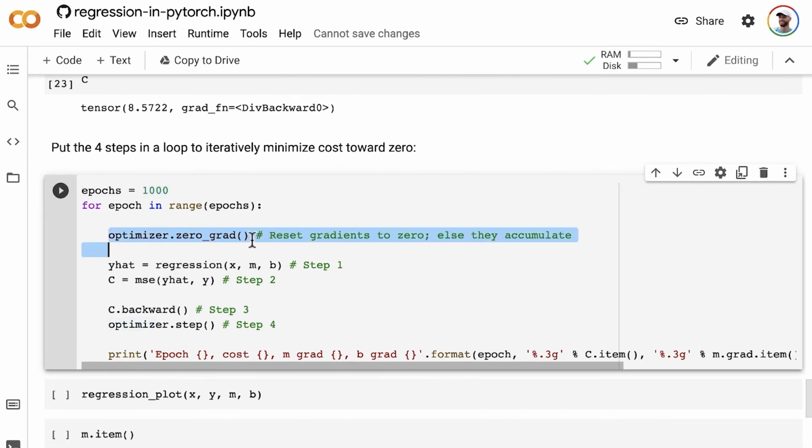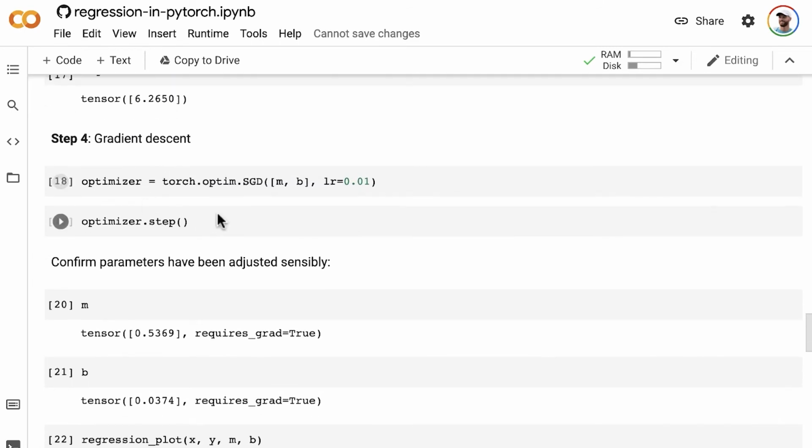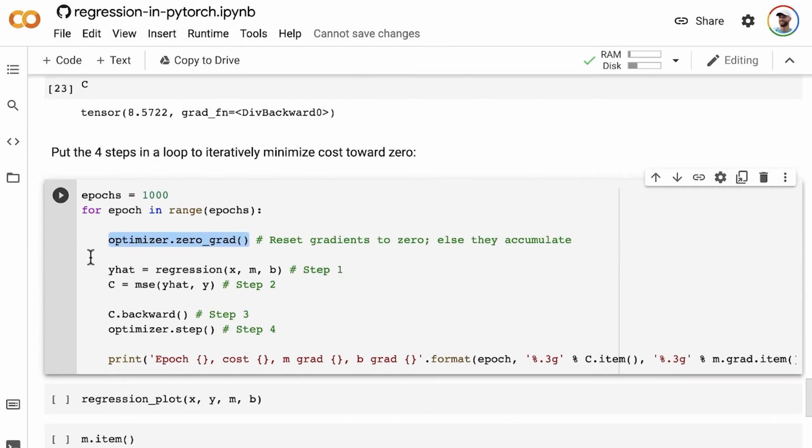So before we go through our 4-step process in this loop, we're going to call the zero grad method on our optimizer. So this is the optimizer that we used for gradient descent. And the reason why we do that is that otherwise the gradients, the slopes will accumulate in memory, wasting memory unnecessarily. So we can zero them out, freeing up some memory, and then we do our 4 steps. So step 1 is calculating y hat using our regression model. Step 2 is calculating cost, specifically mean squared error cost, using that y hat estimate of what y should be and comparing it with the actual y values that we're trying to learn to approximate.